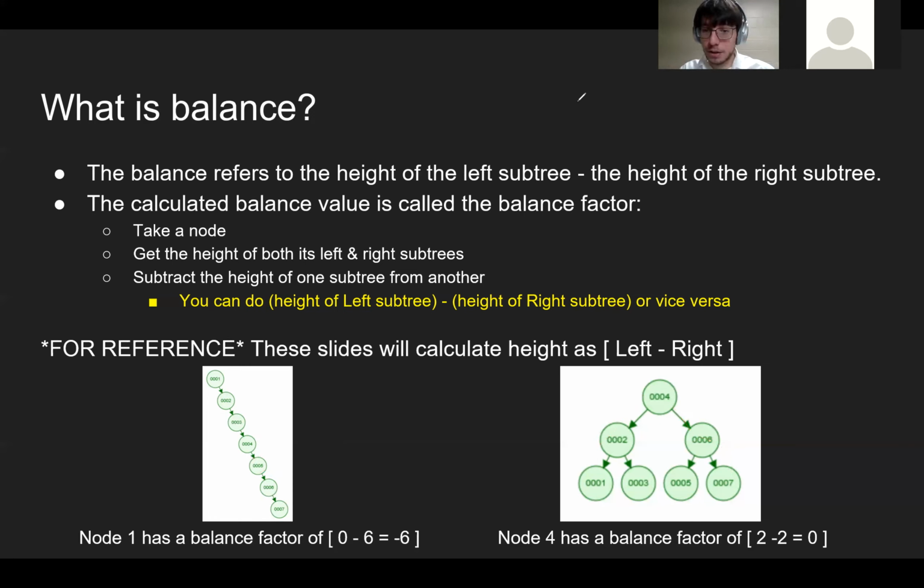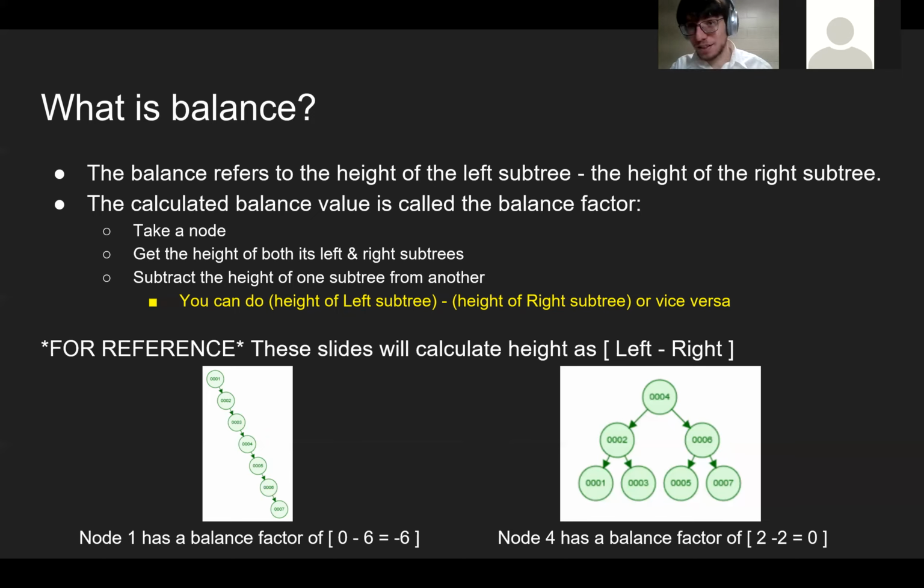Okay, so now we have that out of the way. Now we can understand why balance is important for a balanced tree. And maybe you can already get an idea. Clearly the one on the left here is not balanced. The one on the right looks like it's balanced, right? It looks like a perfect tree. Well, it is a perfect tree.